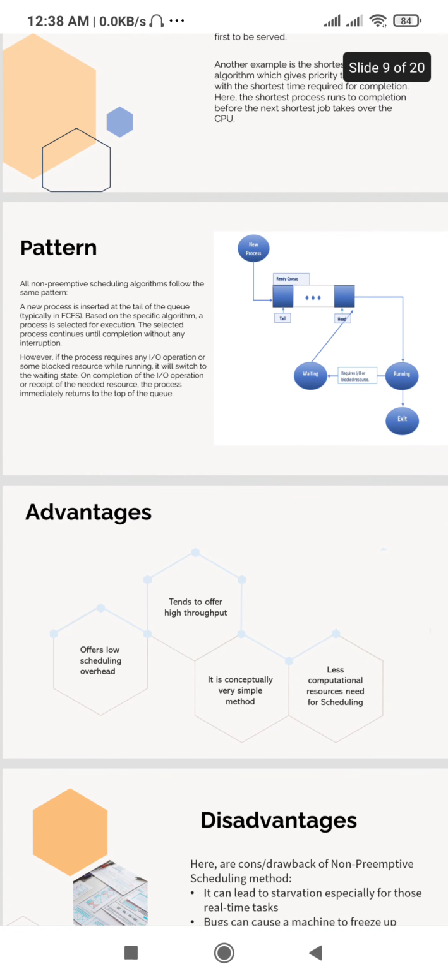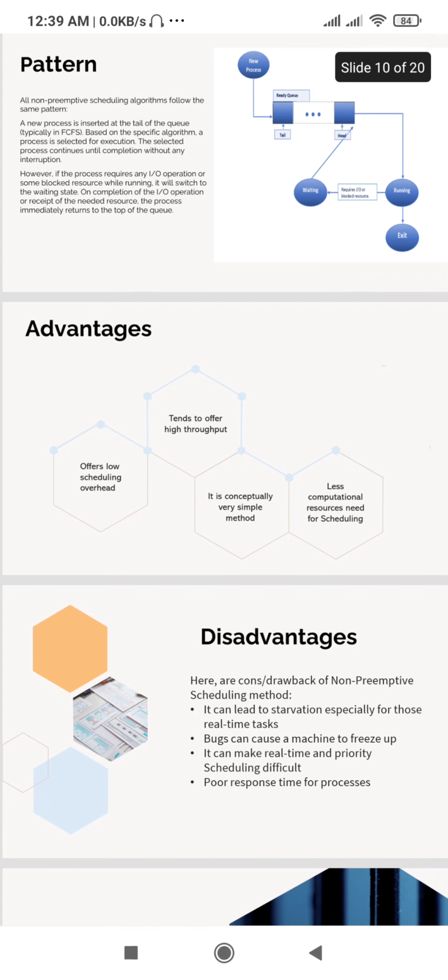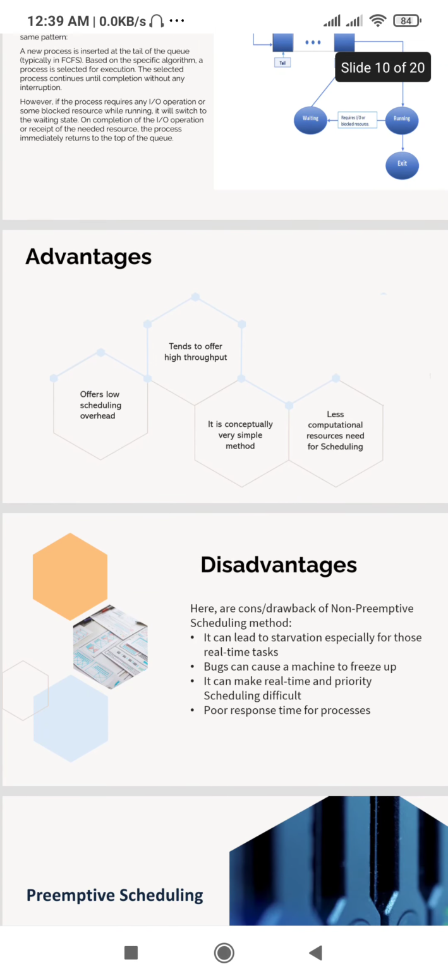Advantages are that it offers low scheduling overhead and tends to offer high throughput. It is a conceptually very simple method. Its disadvantages are that it can lead to starvation, especially for real-time tasks. A bug can cause a machine to freeze up. It can make real-time and priority scheduling difficult, and it gives poor response time for processes.